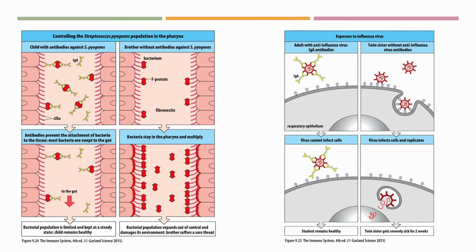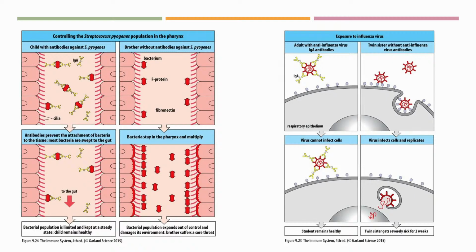In the context of a viral infection, here we have an adult with anti-influenza virus IgA antibodies. And so the virus is just attacked with all these IgAs, and so it can't infect cells. Because remember, a virus needs a biological host to replicate, and so if it can't bind to the host, it's not going to be able to infect cells. And so this adult remains healthy.